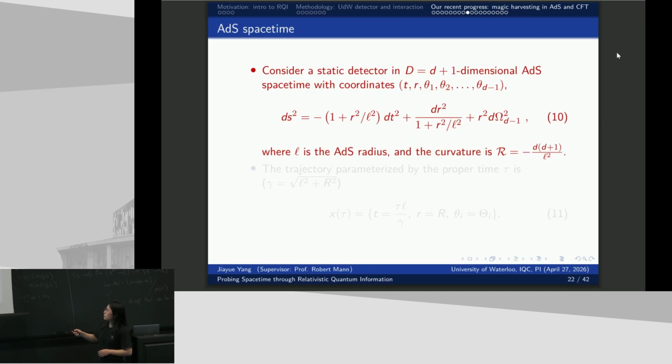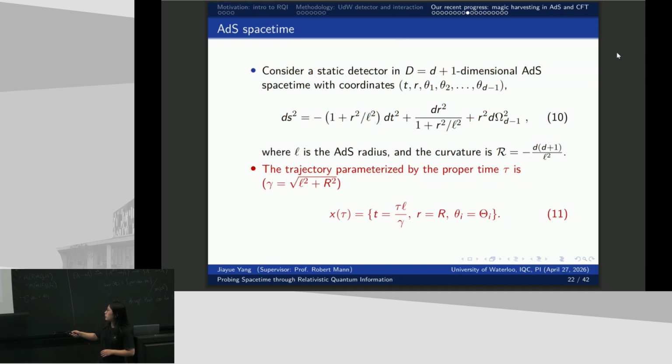And this is our setup. We consider a static detector in anti-de Sitter spacetime of arbitrary dimension. This is the global coordinates of the anti-de Sitter spacetime, where L is the AdS radius, and the curvature is given by this. And we consider a static detector. The trajectory is given by this formula, where gamma here is just the square root of L squared plus R squared, and it is determined by the AdS radius and also the location of the detector.